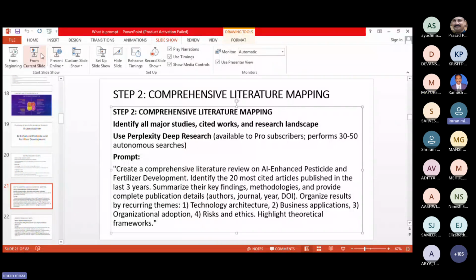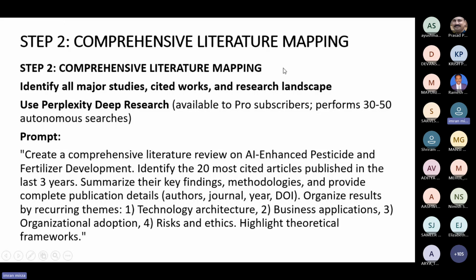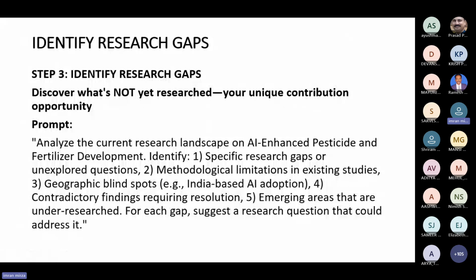So that was your second prompt, comprehensive literature mapping. If you want to go a little deeper, identify the research gaps. When you want to identify the research gaps, you can create a prompt like: analyze the current research landscape on AI enhanced pesticide and fertilizer development. Identify the specific research gaps or unexplored questions. As a researcher, you may be interested in tapping into an area which is not yet tapped.